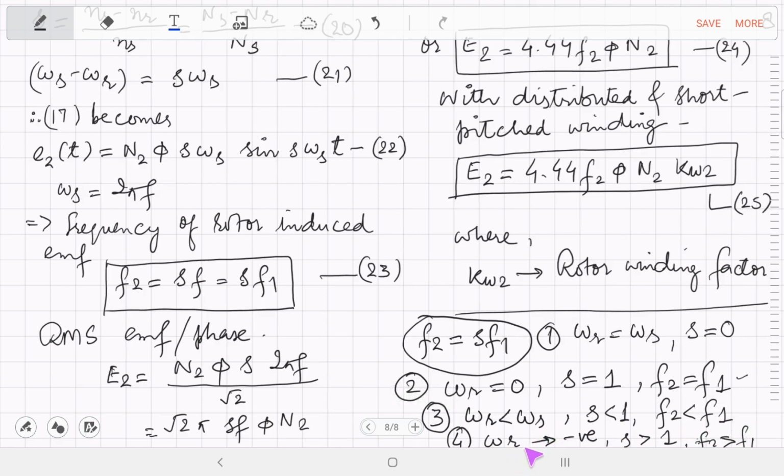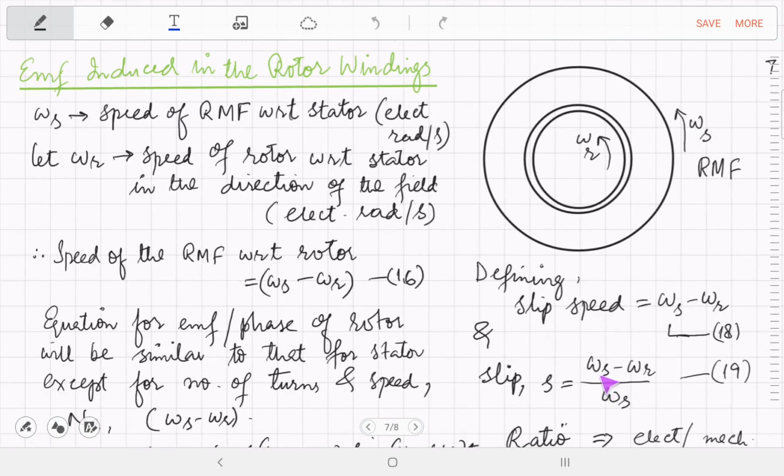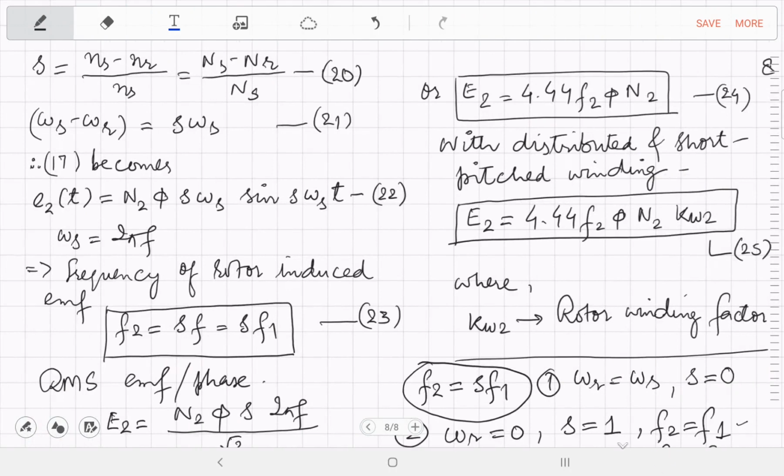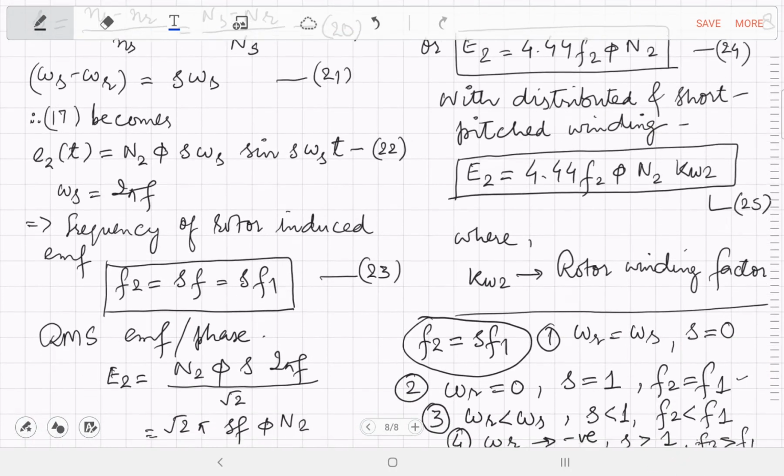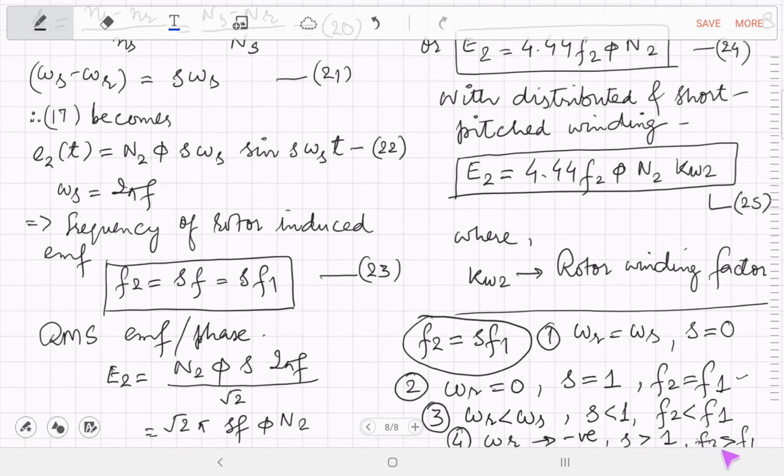And then the next case is when the rotor is rotating in a direction opposite to the rotating magnetic field. In that case, omega R will be negative, and if we have a look at the expression, omega S minus omega R will be a positive quantity larger than omega S. Therefore, we'll see that the slip will be greater than 1, and therefore the EMF induced in the rotor will have a frequency greater than the frequency of the stator induced EMF.